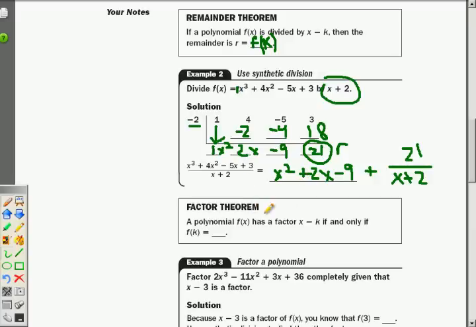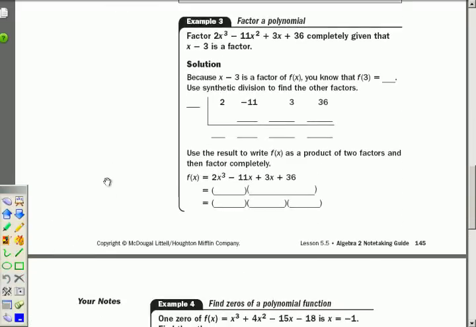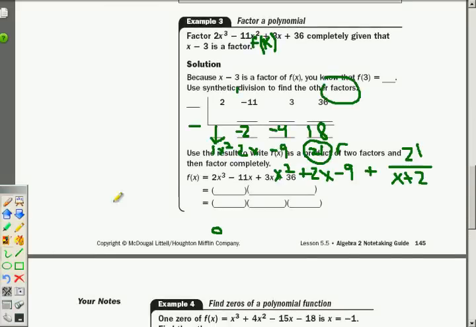Factor theorem. A polynomial f of x has a factor x minus k if and only if f of k is 0. Meaning, if it is a factor of it, then when I put that k in there, k minus k would be 0. All right. Let's take a look at how that works. Factor polynomial. This is what we want to know.